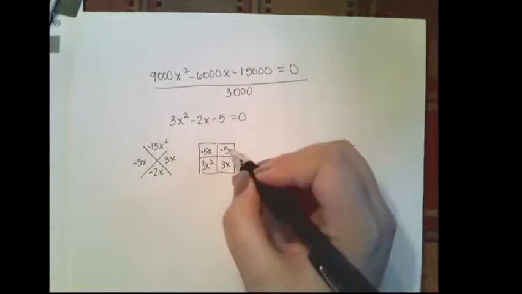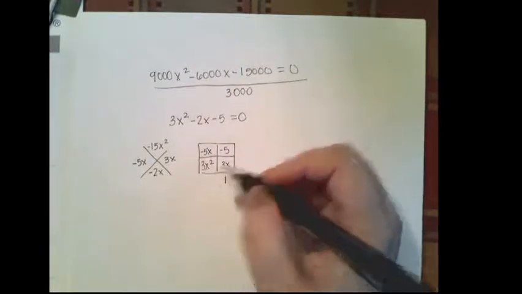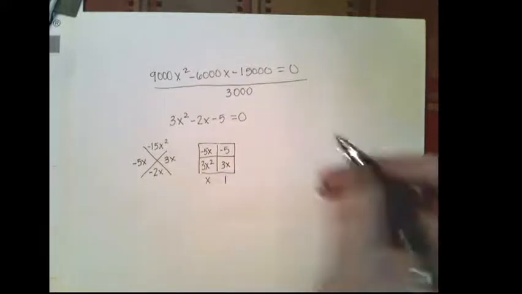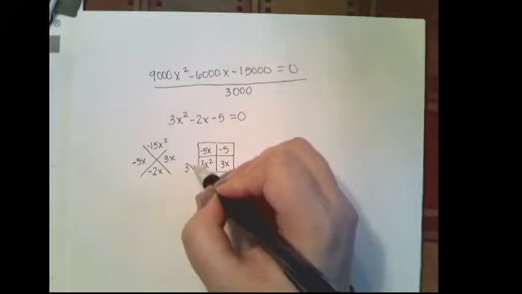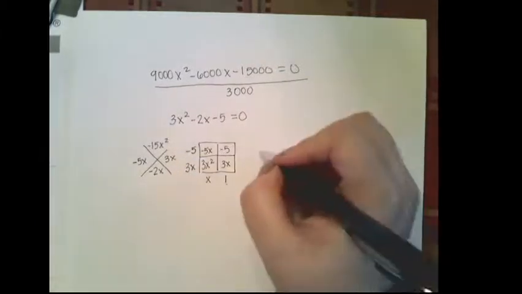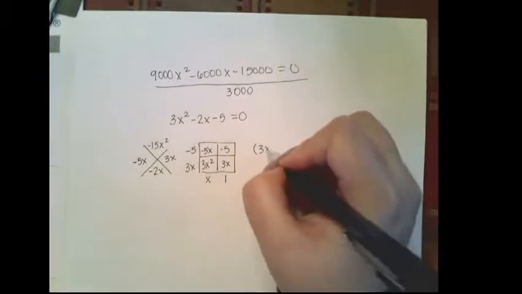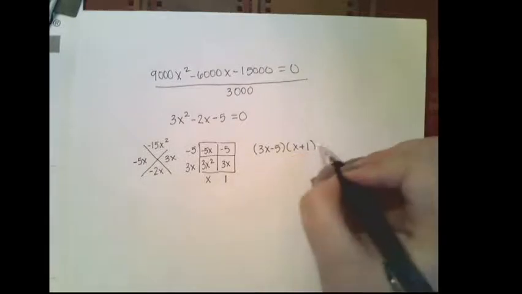So now negative 5x and 3x, they only have 1 in common. Negative 5x squared, 3x squared, they only have an x. 3x squared, 3x is a 3x. Negative 5x and negative 5. So then we have our product, 3x minus 5 times x plus 1 equals 0.